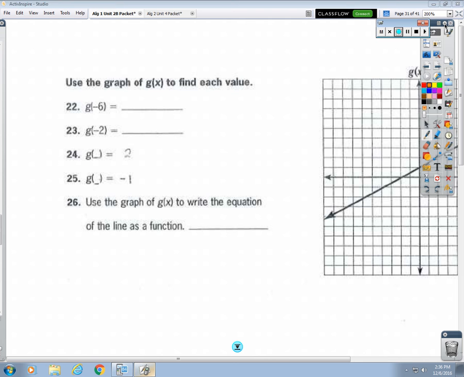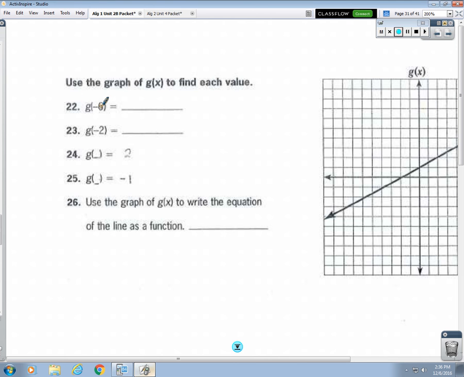Video on. g of negative 6 lets me know the input is negative 6, which is the x value. So if I go to negative 6, to get to that line, I have to go down 2. So the output is negative 2. Is that what you got?